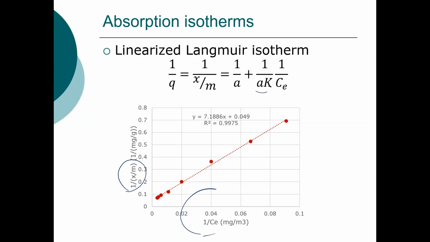The slope is 1 over a times k, and 1 over a is our intercept. So by plotting this, you see here, this corresponds to 1 over a times k, and this corresponds to 1 over a. So once we determine 1 over a, we can determine k.